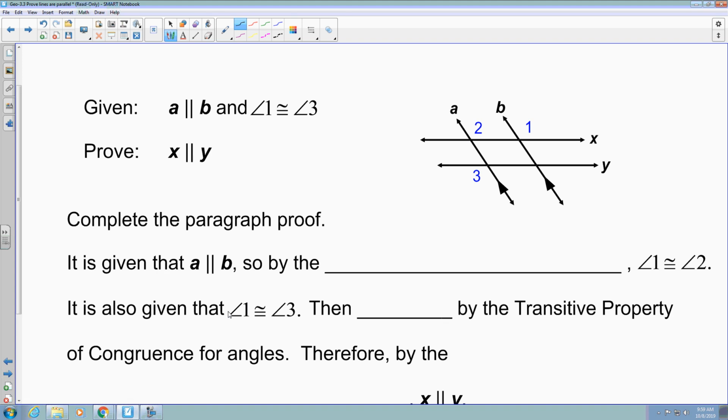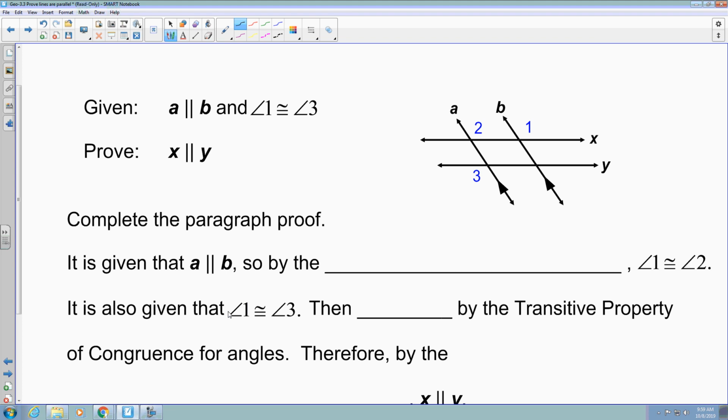The only difference is, looks like on the previous page, angle 3 was right here. Now it's on the other side of the angle. So we just got to keep that in mind. For the most part, it should be relatively similar, but we just have to make some minor adjustments here.